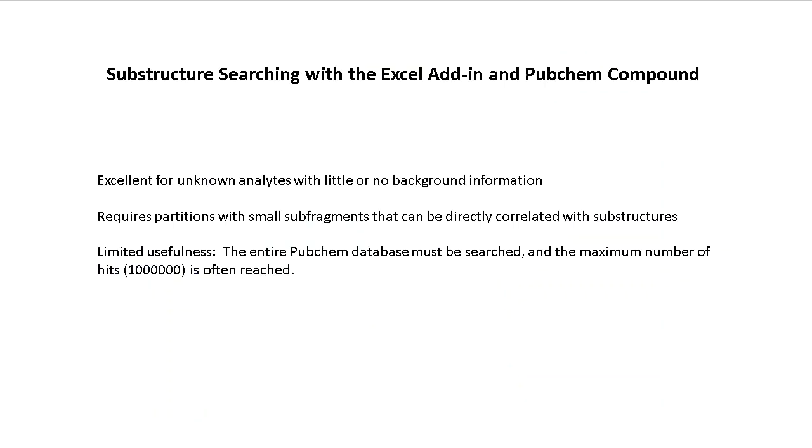So in summary, substructure searching is excellent for unknown analytes with little or no background information. It requires partitions that have small subfragments that can be directly correlated with substructures. But it has limited usefulness. The entire PubChem database must be searched, and the maximum number of hits is often reached.